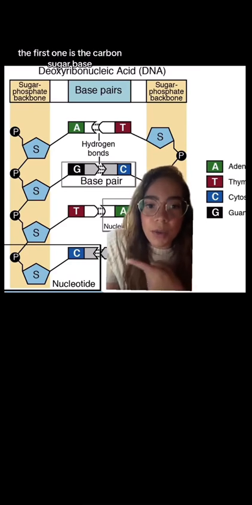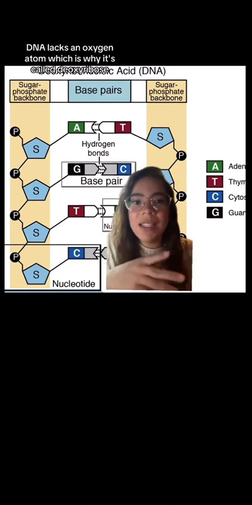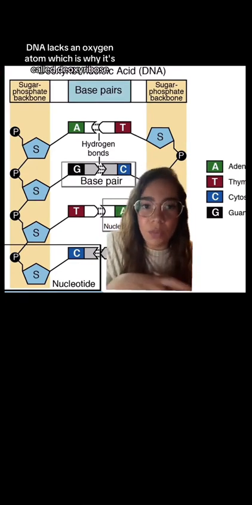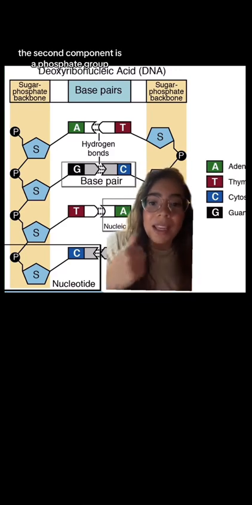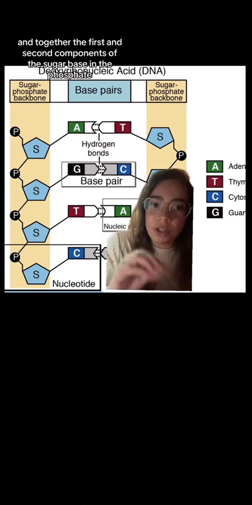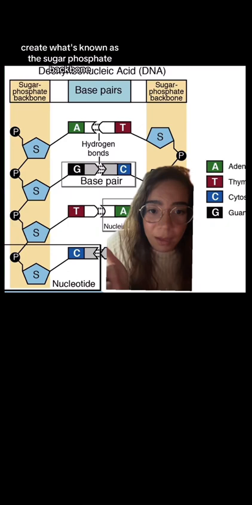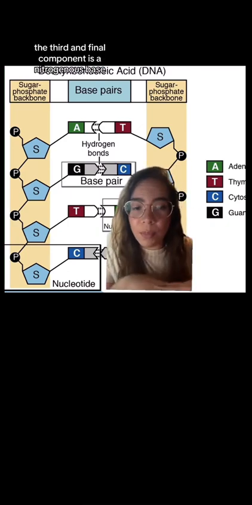The first one is the carbon sugar base, which is deoxyribose if you're talking about DNA, or it's ribose if you're talking about RNA. DNA lacks an oxygen atom, which is why it's called deoxyribose. The second component is a phosphate group. And together, the first and second component, so the sugar base and the phosphate, create what's known as the sugar-phosphate backbone. The third and final component is a nitrogenous base.